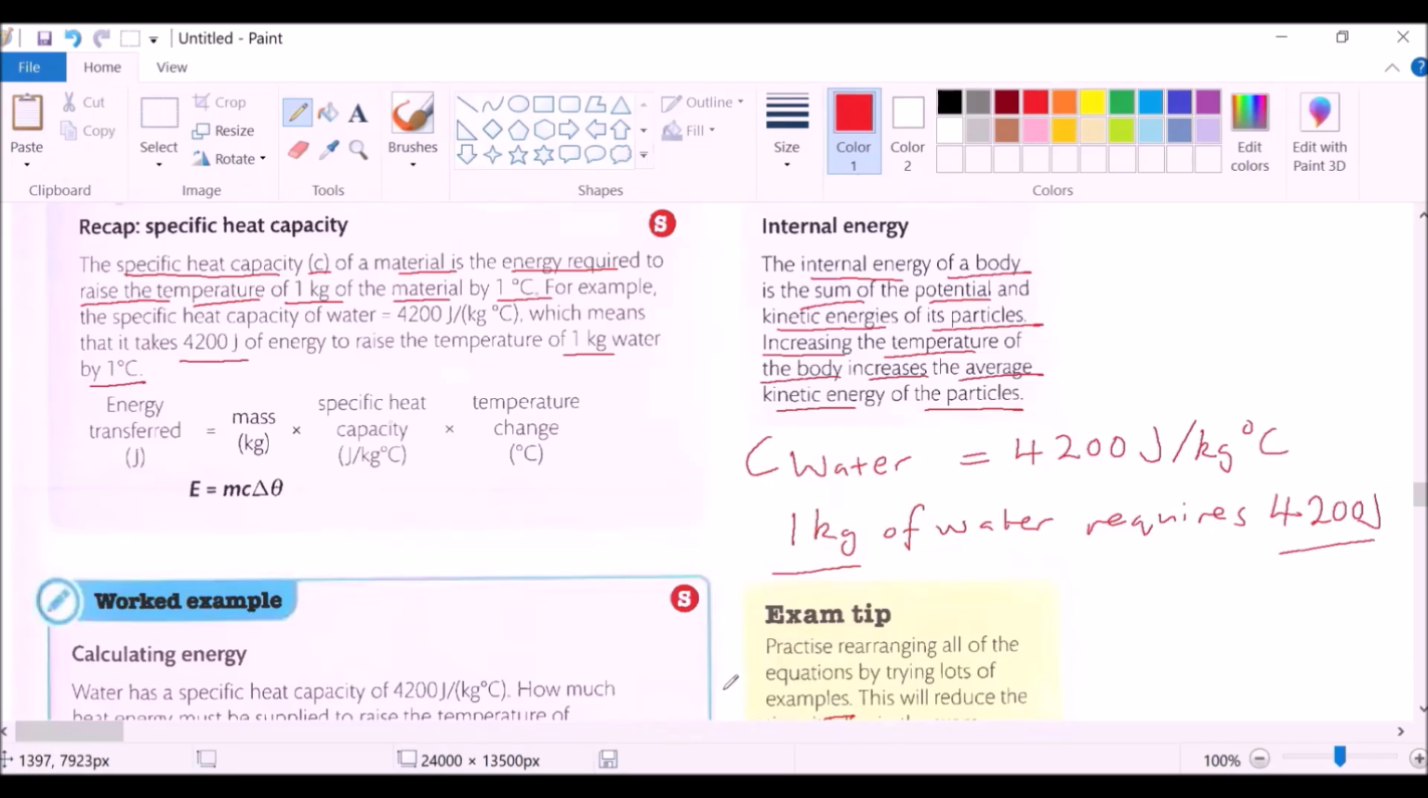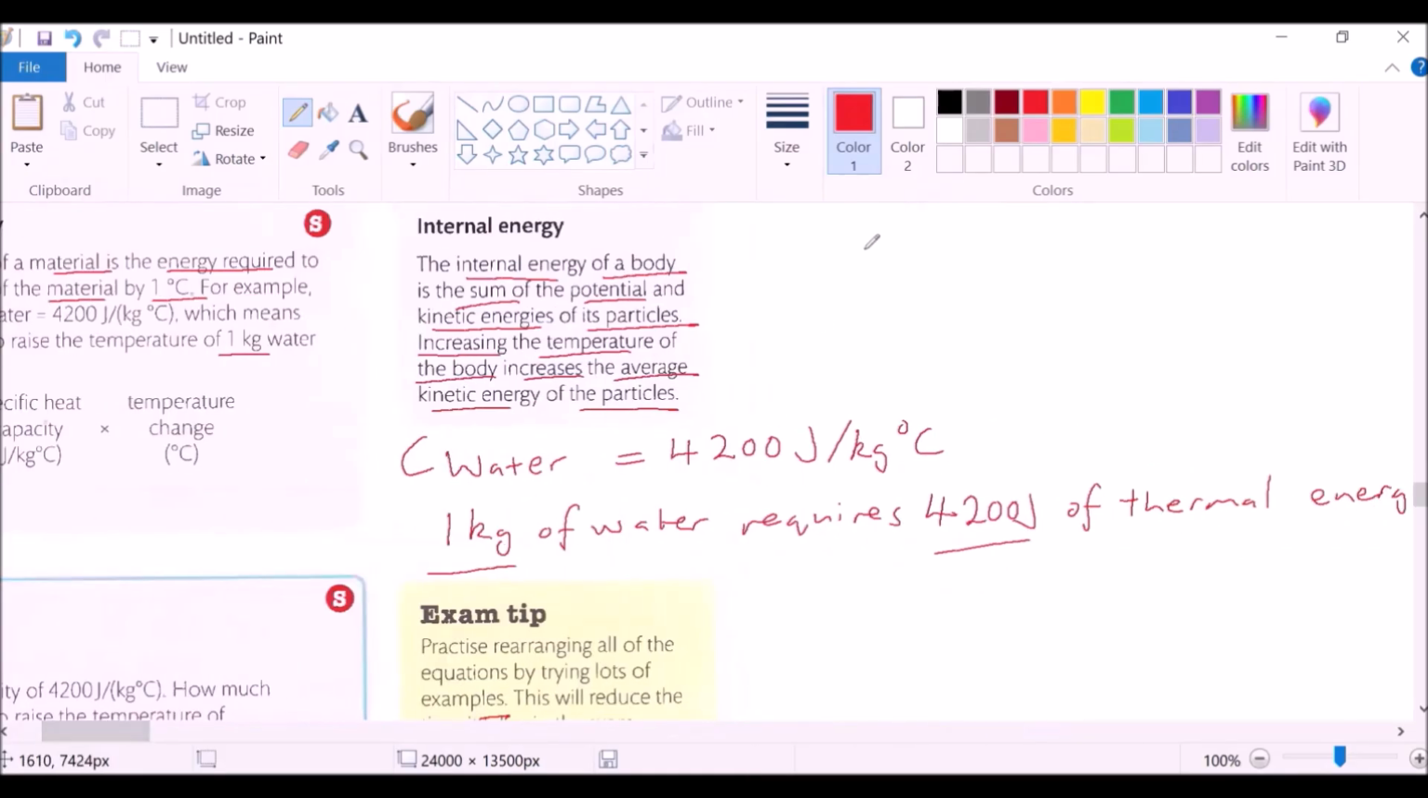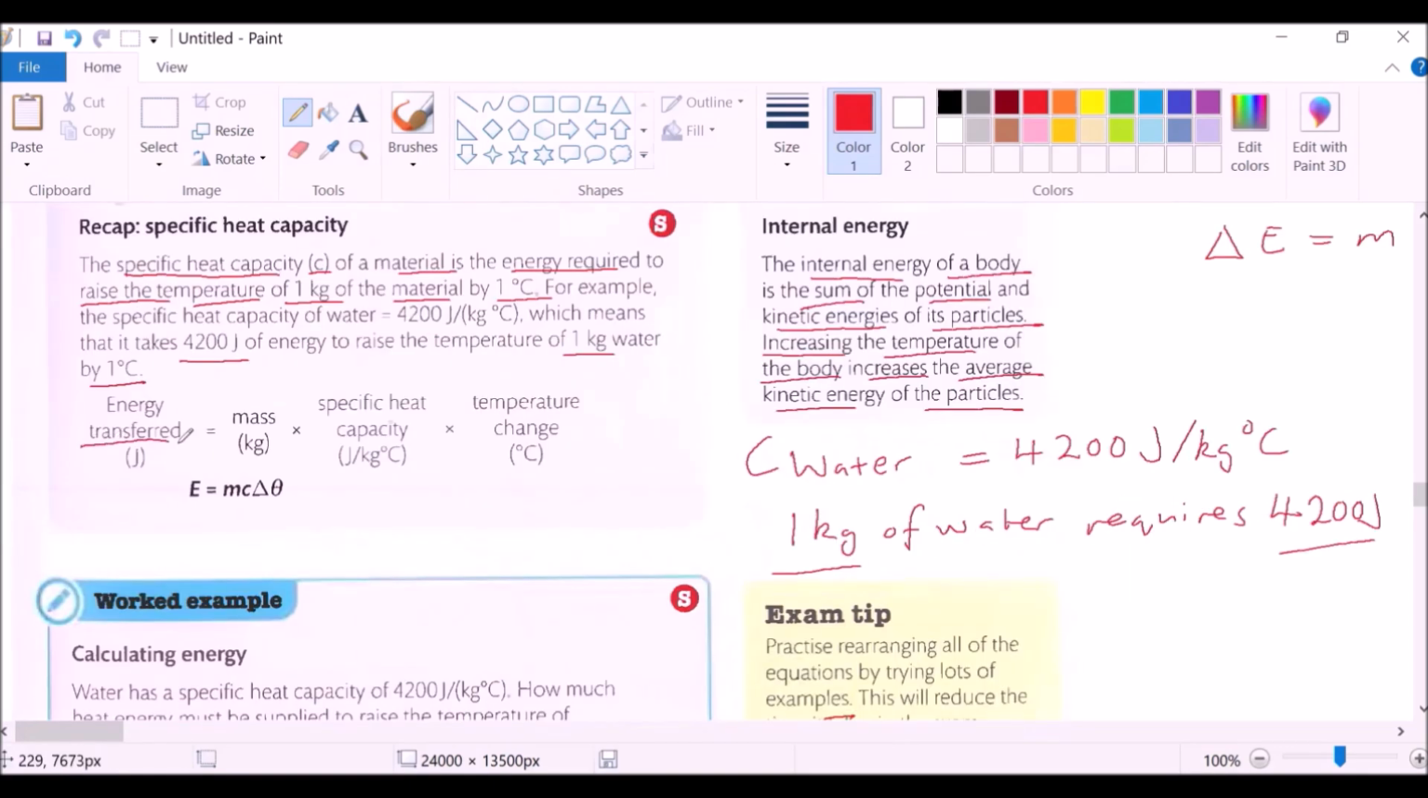Which brings us to the equation, which we have to recall. Change in energy is equal to mass times specific heat capacity times change in temperature. Energy transferred is equal to mass times specific heat capacity times the temperature change.